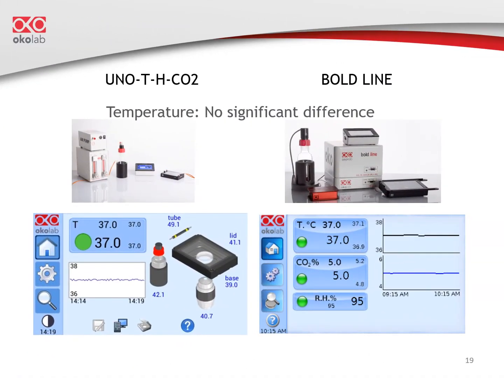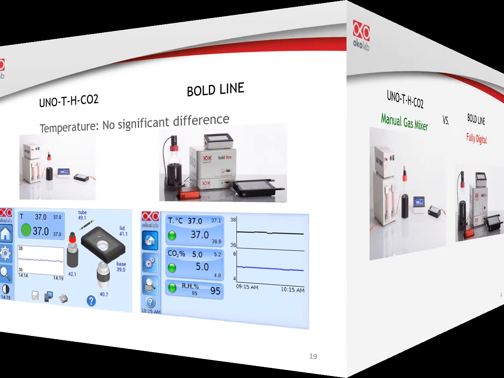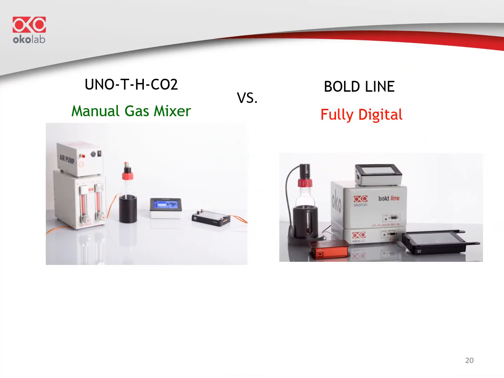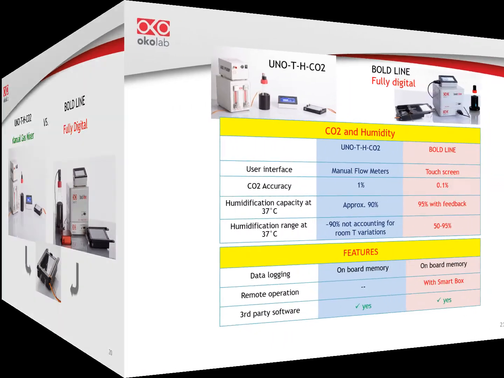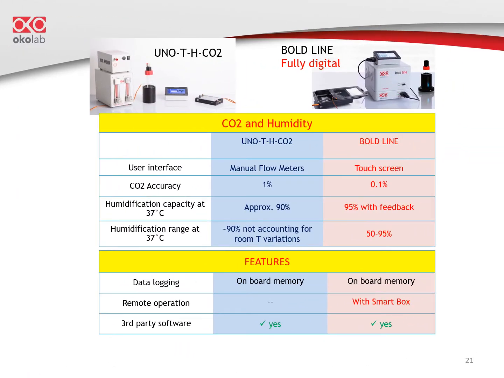The temperature performance of UNO THCO2 and Bold Line is the same. UNO THCO2 and Bold Line are both compatible with Okolab stage top heating chambers. The difference is in the gas mixer used. A manual mixer involves using floating ball flow meters and offers a 1% accuracy. The digital gas mixer has 0.1% accuracy and a user-friendly interface.